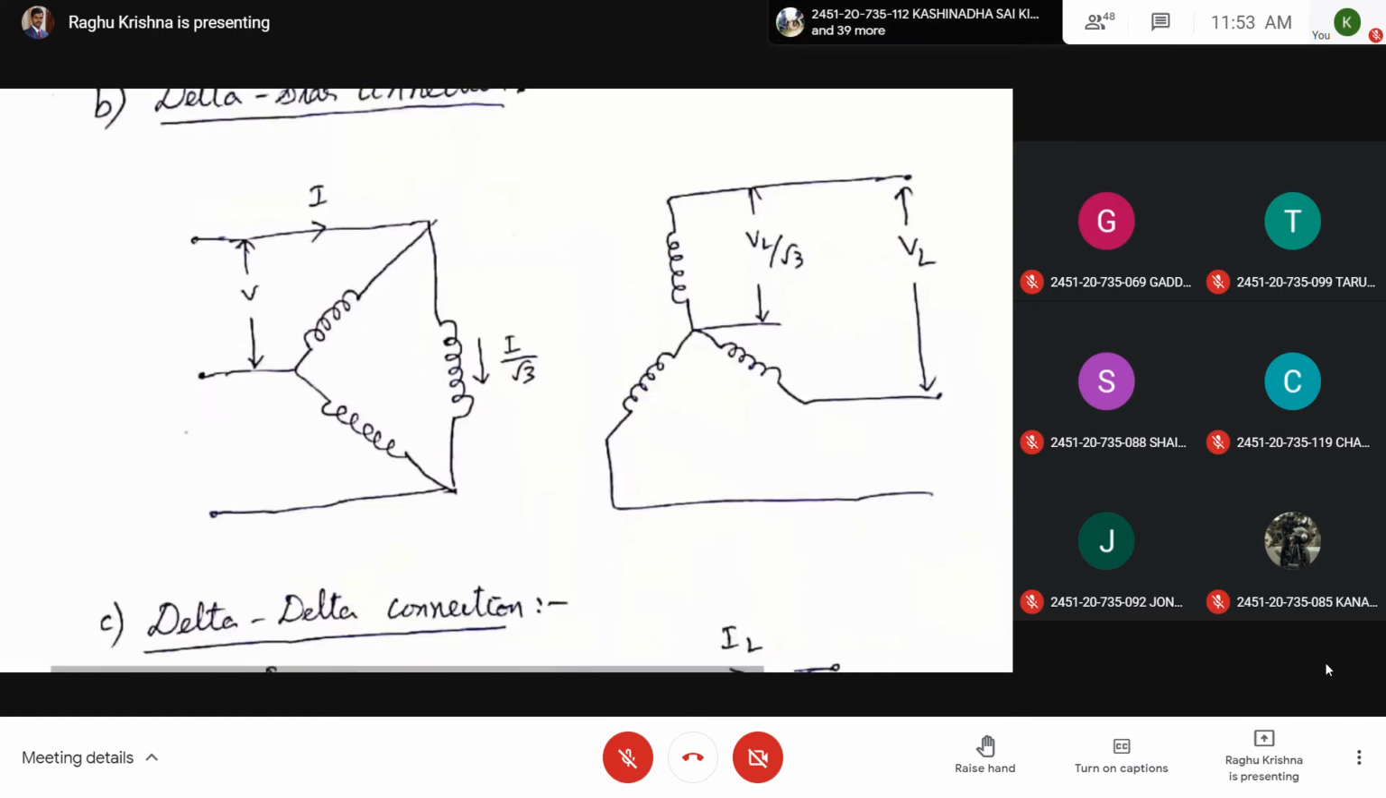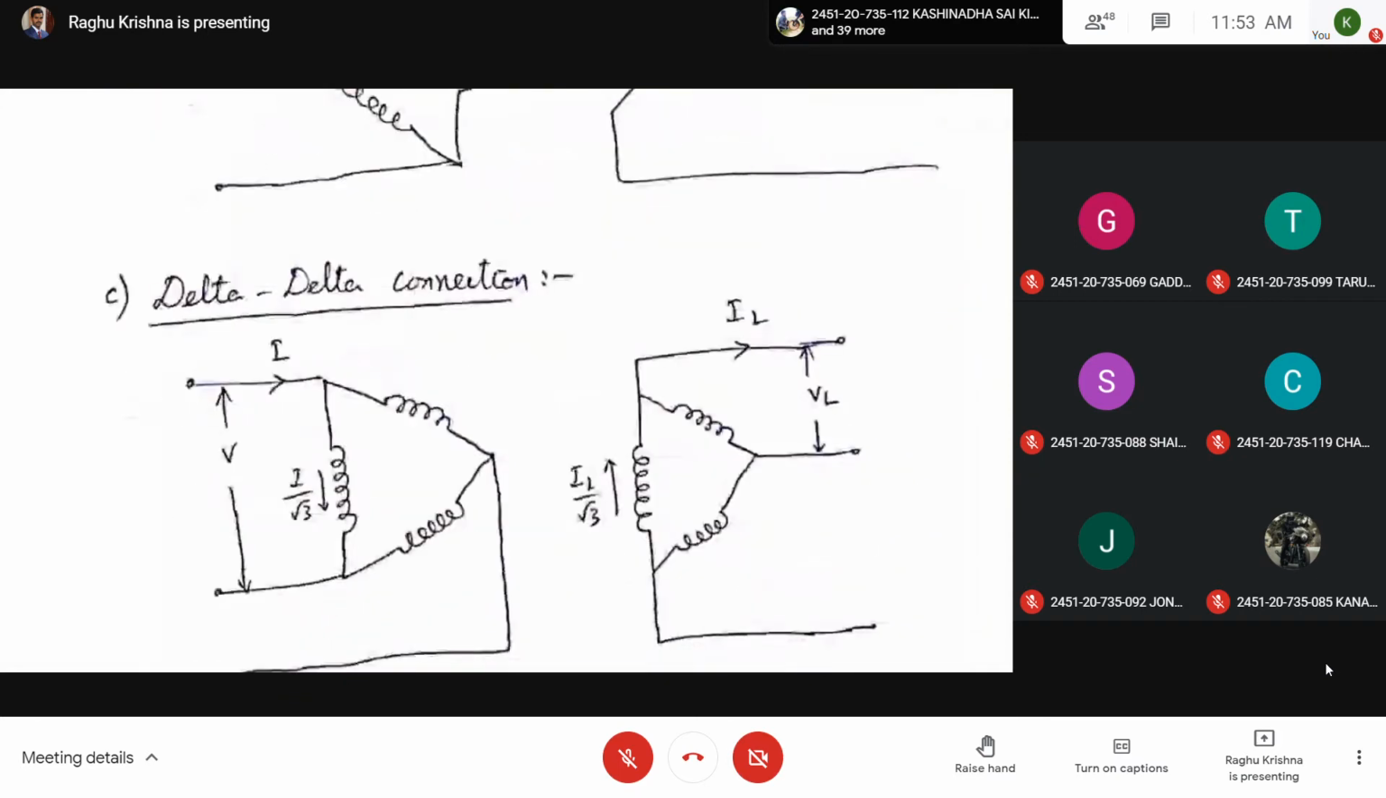So next, delta delta connection. V is the applied voltage, line to line voltage, I is the line current, I by root 3 is the phase current. Similarly, in the secondary side, if IL is the line current, IL by root 3 is the phase current, VL is the line to line voltage.